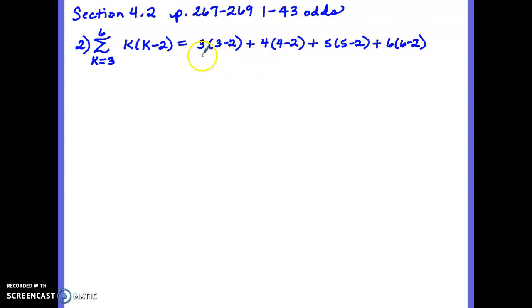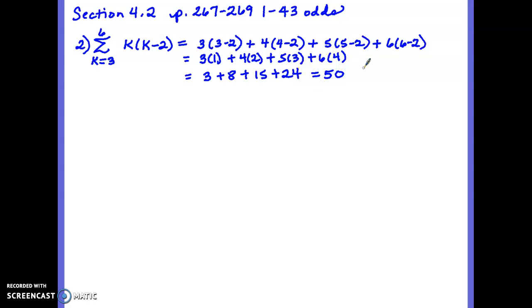So right this moment, this is 3 times 1 plus 4 times 2 plus 5 times 3 plus 6 times 4. So I'm really adding together 3 plus 8 plus 15 plus 24. And if you go ahead and add that up in your calculator, that should equal 50. All it wants you to do, it says find the sum. That's finding the sum. This is the number you start with. This is the number you end with.